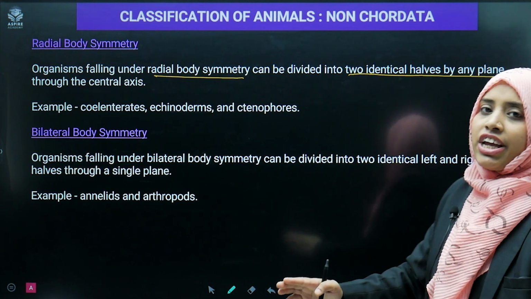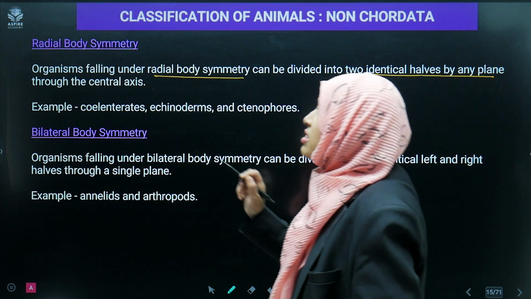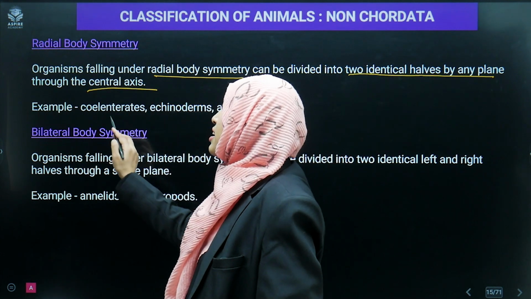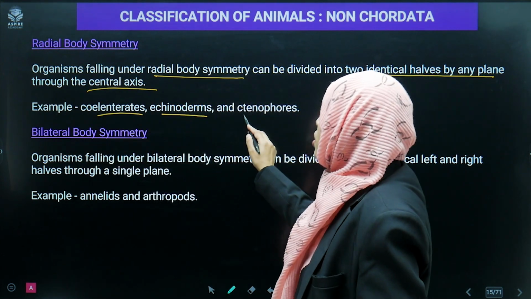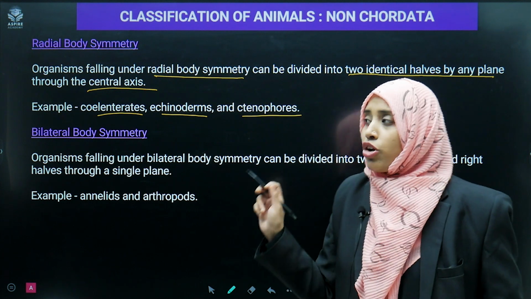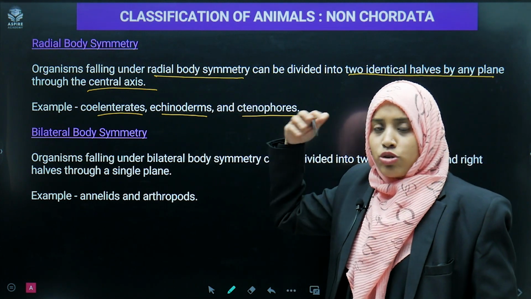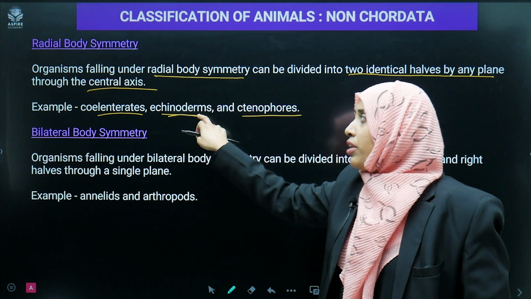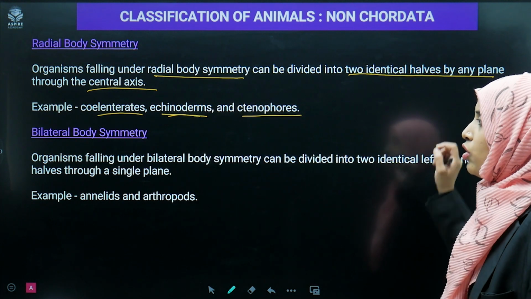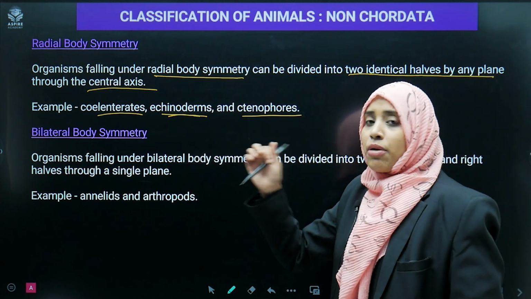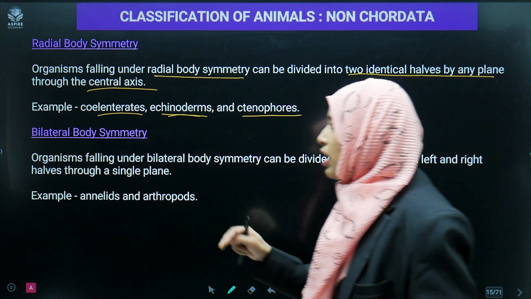By any plane we can divide them through the central axis, and this is seen in coelenterates, Echinodermata and even Ctenophora. Echinodermata के कुछ stage में ही दिखता है, ठीक है, not in the whole life stage. Now, bilateral symmetry, that means we can cut them into two equal halves.